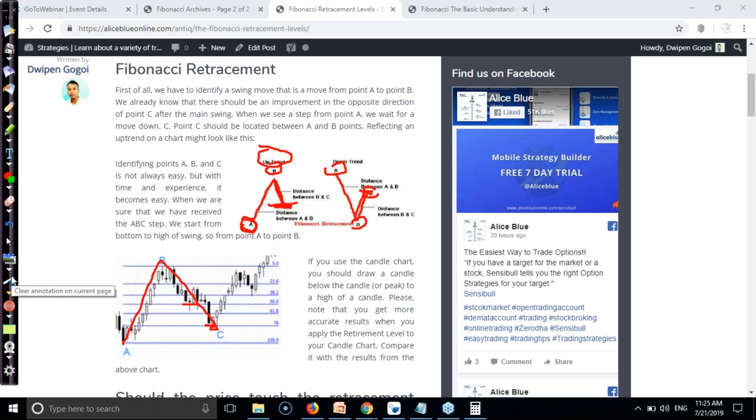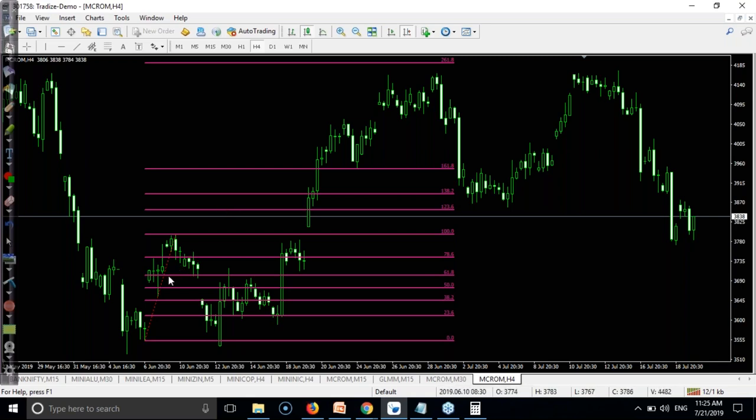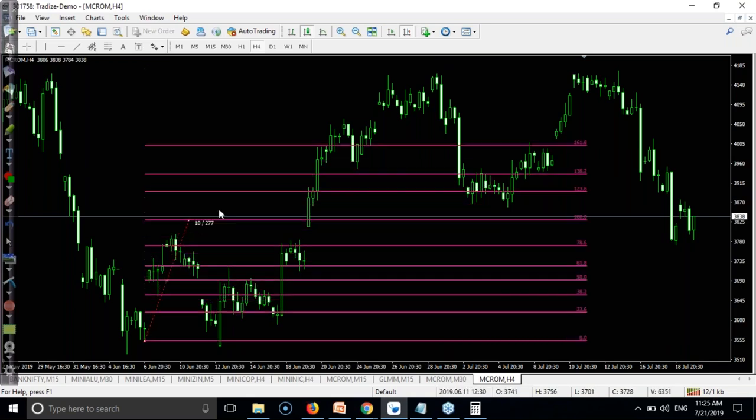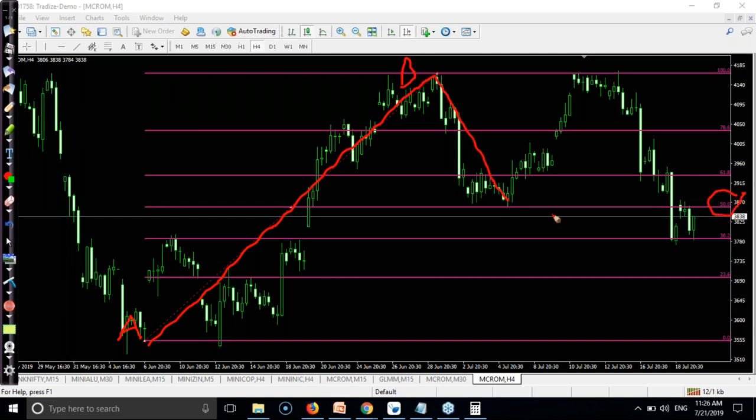Now let's see it on a live chart. You can see this is our live chart. Let me show you another thing. I'm going to connect this point. Suppose this is A point and this is B point, and this is on a large time frame, the 4 hour. Now you can see this is the retracement of 50%, have you seen? And this is called C point, and this is called retracement, right?